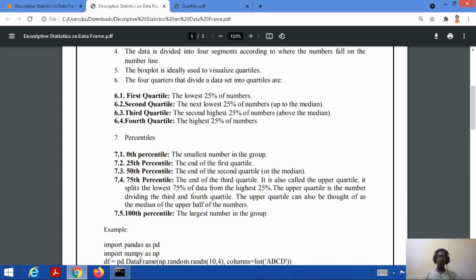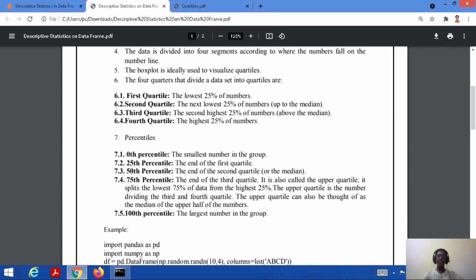Now, if we talk about the percentiles, the 0th percentile means the smallest number in the group. Actually we are organizing the numbers in a group, or we can say that we have arranged them in ascending or descending order. Usually we arrange the numbers in ascending order. So the 0th percentile means the smallest number in the group.